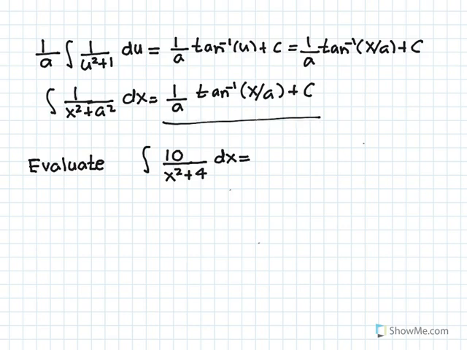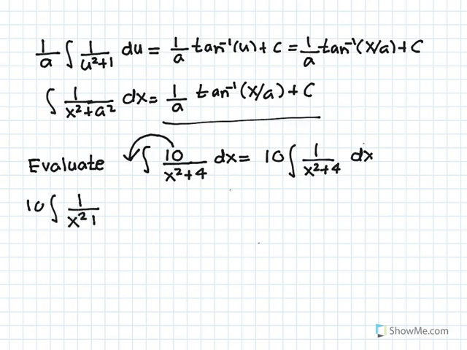Here we have the integral of 10 over x squared plus 4 dx. The first thing we'll do is pass the 10 right through the integral, so we get 10 times the integral of 1 over x squared plus 4 dx. Now, we can write the 4 as 2 squared. And now you can see that we can apply the formula with a equals 2. So a equals 2, and we're going to use that.